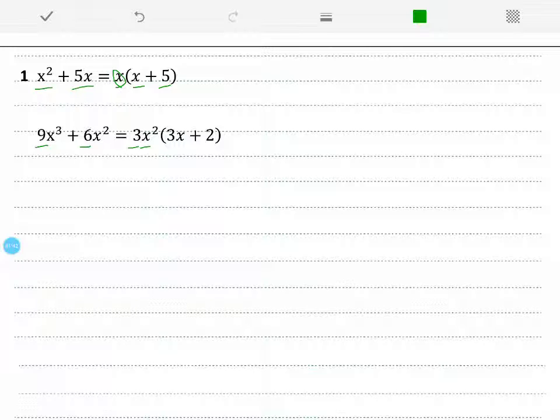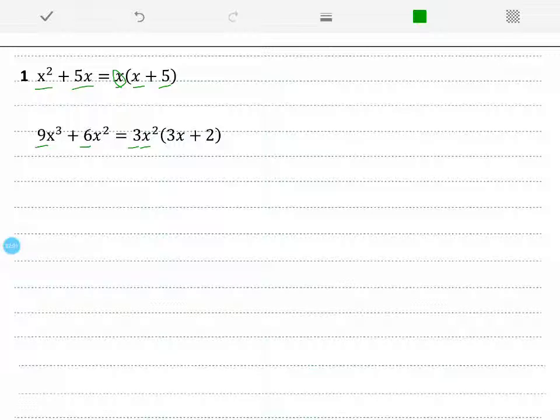3x for the first term, because 3x squared times another 3x can go back to 9x cubed. And plus 2, because 3x squared times 2 can go back to 6x squared. Okay? Let's do another example.